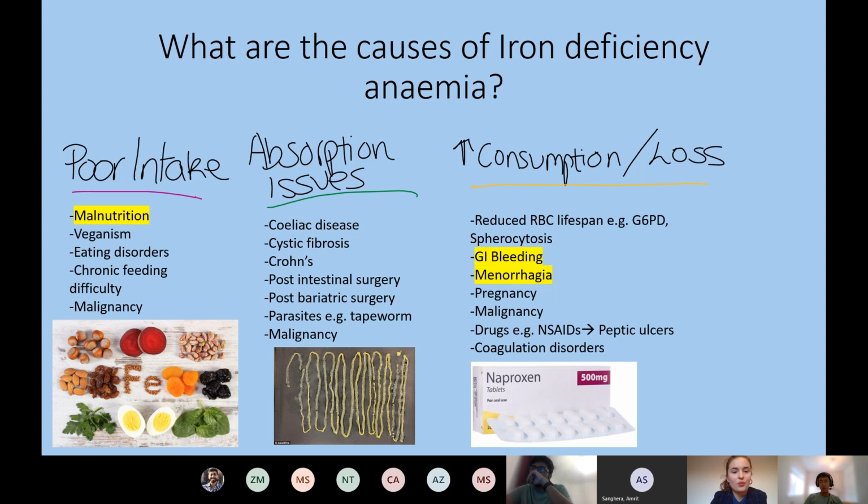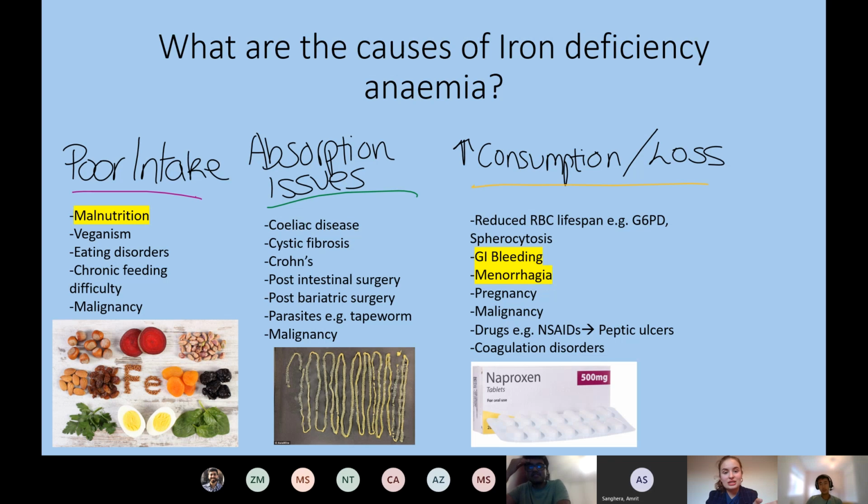Okay, so what are the causes of iron deficiency anemia? I like to present this in 3 different categories. So either your intake is rubbish, so you're just not getting enough through your diet. Your absorption is rubbish, like my handwriting. And there's too much consumption of the iron, or you're losing too much iron in whatever way.